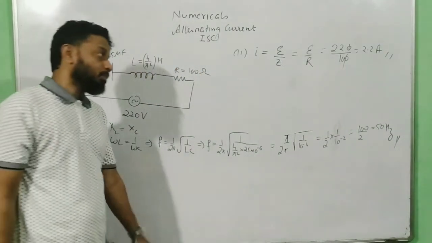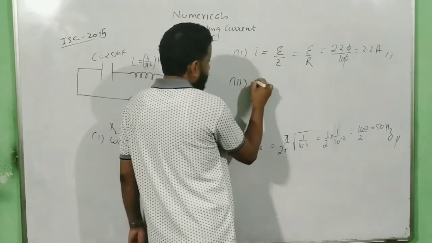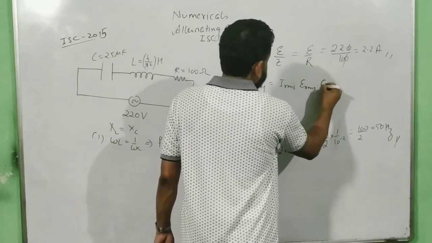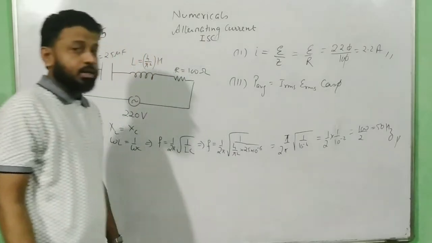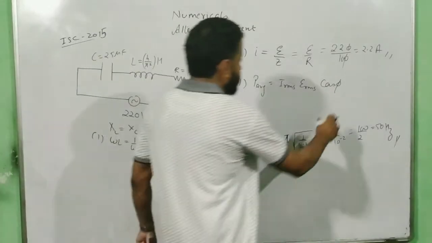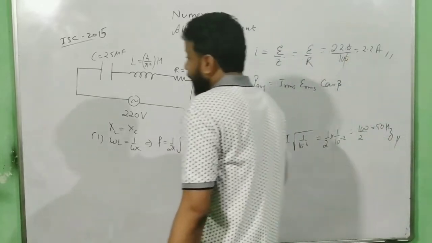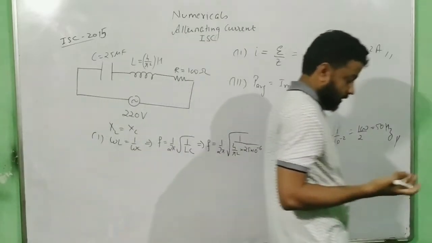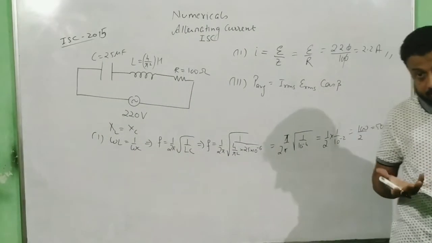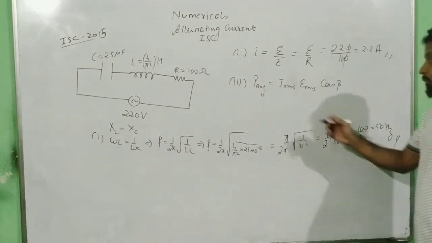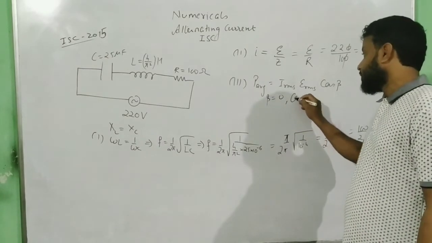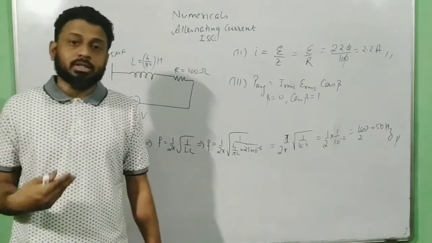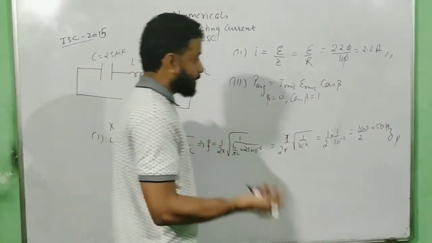Average power consumed by the circuit. Third part. What is the average power formula? Average power is IRMS ERMS into cos phi. Correct? Now, what happens to cos phi in resonance? In resonance, phi is equal to 0. This implies your cos phi is equal to 1. Phi equal to 0 means there is no lag between the voltage and the current, and that happens in a resonance circuit.